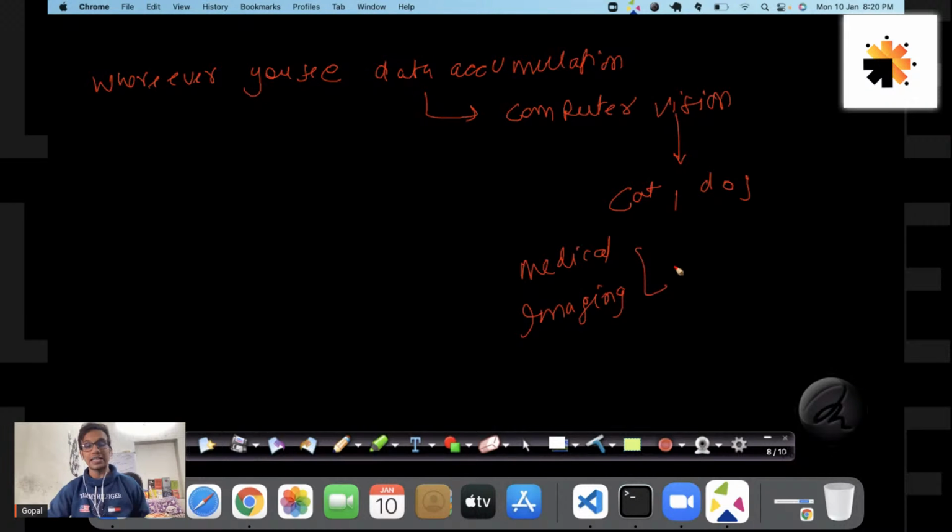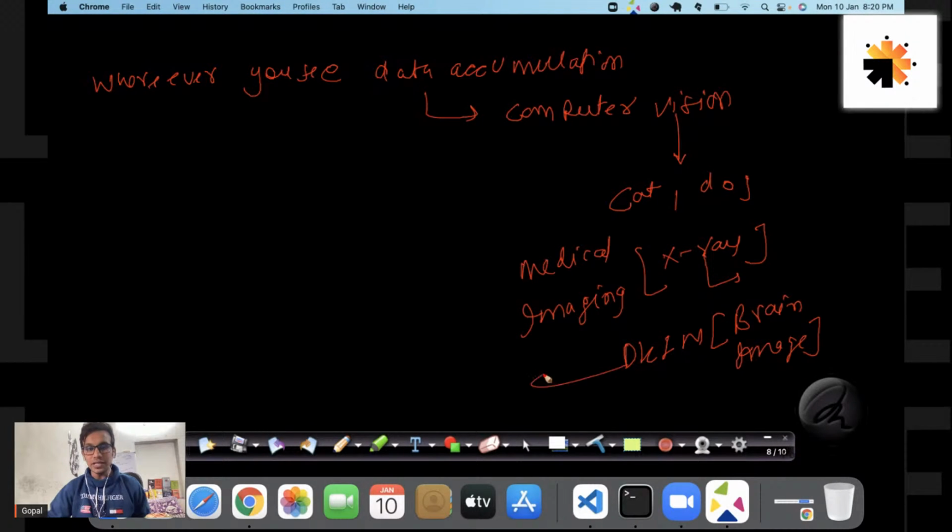Not only that, it is now even possible to do medical imaging. We have X-ray data, and just from the X-ray we can determine if a person has pneumonia or not, tuberculosis or not. We have DICOM images, which can be a brain image, and from this we can deduce if a person has a hemorrhage or not. Machine learning and deep learning has become this powerful. And not only in computer vision, we can certainly perform NLP tasks as well, natural language processing.